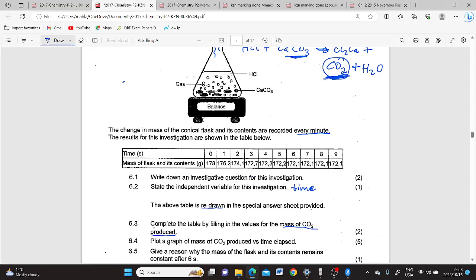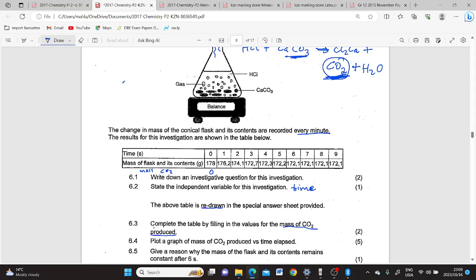Right, they're saying there is a mass of carbon dioxide produced. Now, what was the mass initially? Before the reaction started, the mass was 0. Now look at the change. The mass of carbon dioxide was 0, but the mass of the contents in the flask was 178.